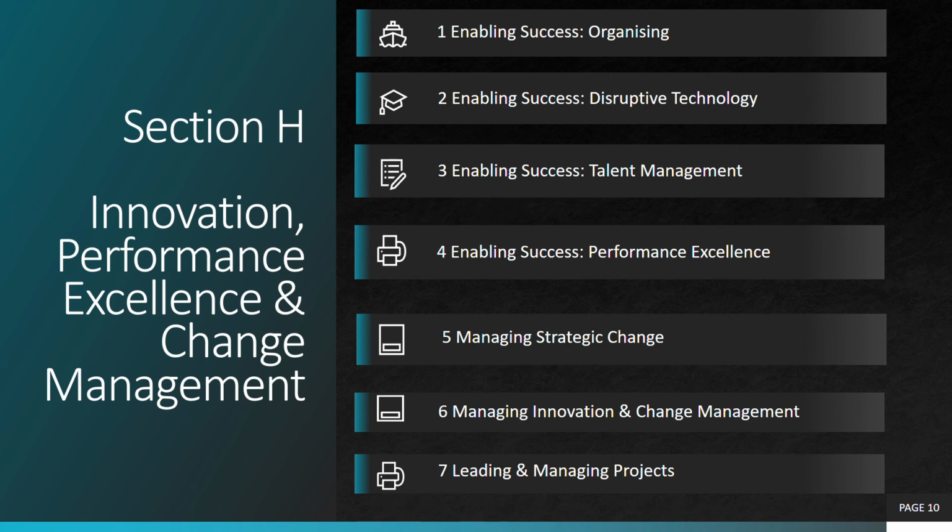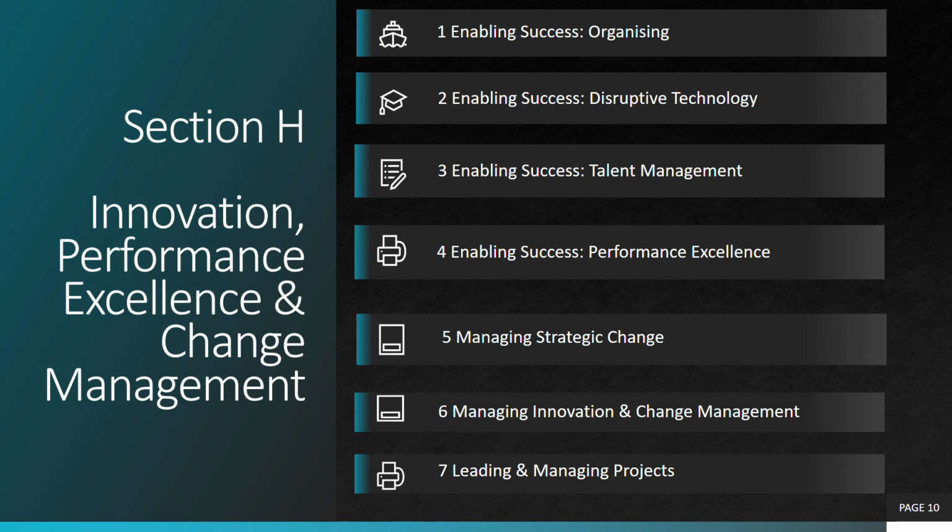So first is about organizing. Second, disruptive technology. We are going to talk about all this fintech, the Bitcoin, the cryptocurrencies, and all those. Third, talent management. Talent is a must. Nowadays, it's knowledge based. We have to manage that knowledge. We have to manage their talent. Fourth, performance excellence. In fact, here we have a model also under performance excellence.